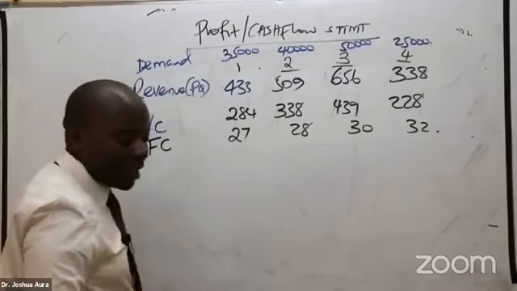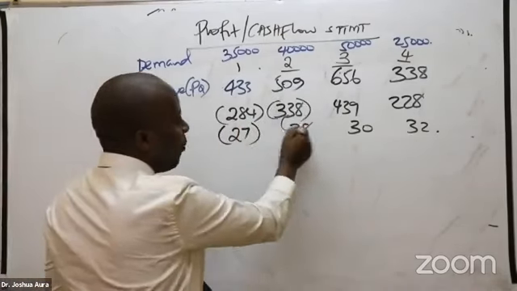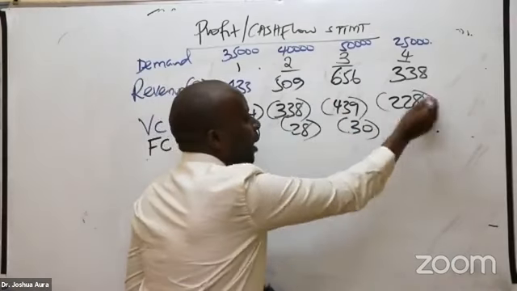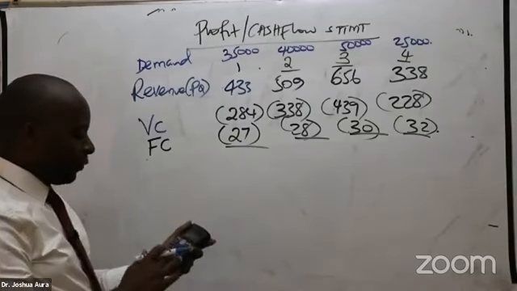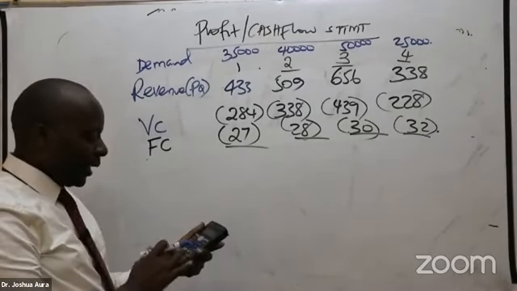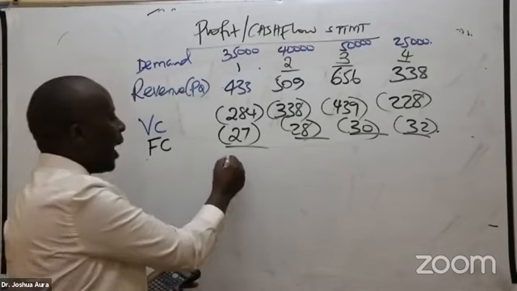Now, my great students, having gotten that, I know the next thing will be for me to come and measure the profit. How do we measure the profit? Take the sales revenues and then subtract the expenses that you have. So we have here 433 minus 284 minus 27, giving me 122.